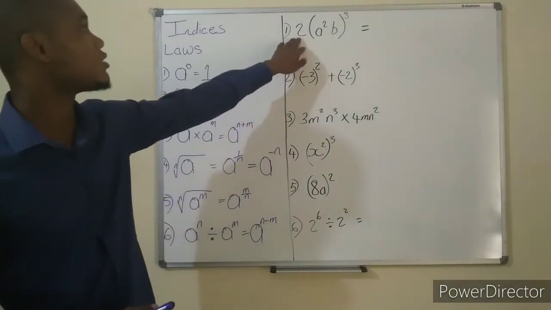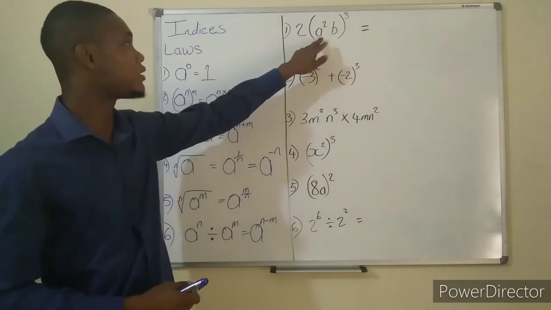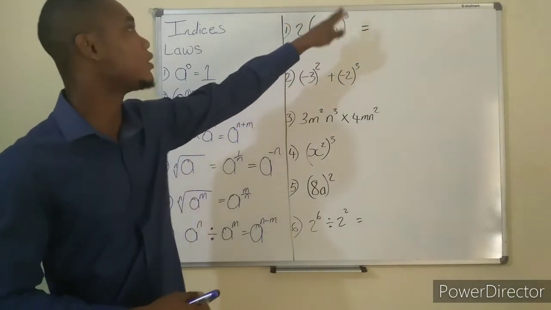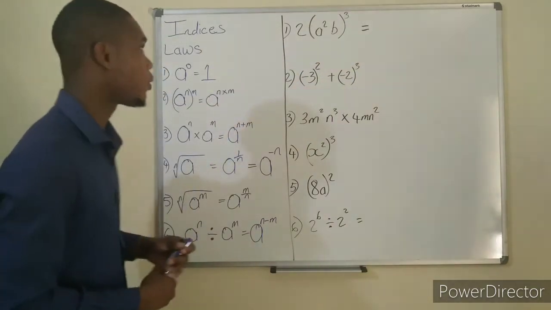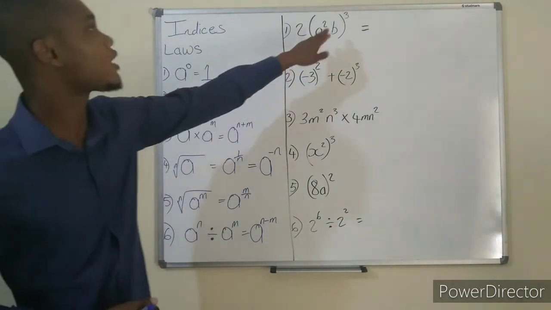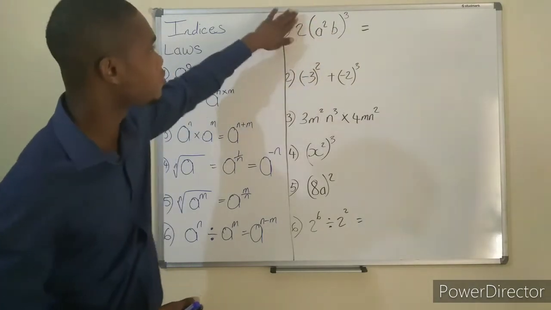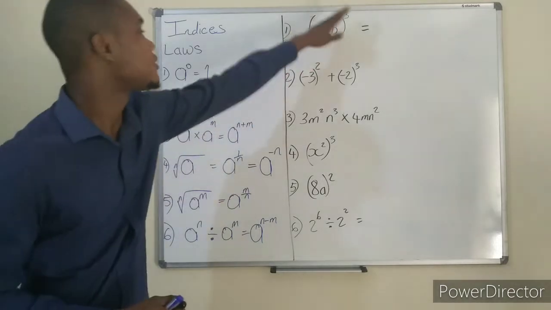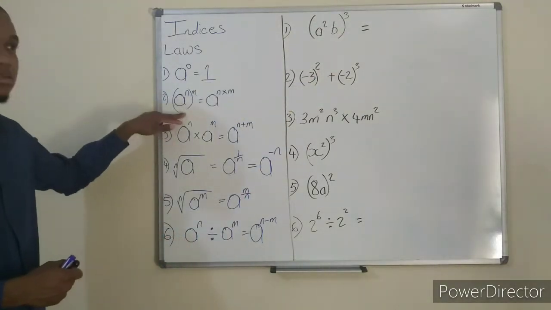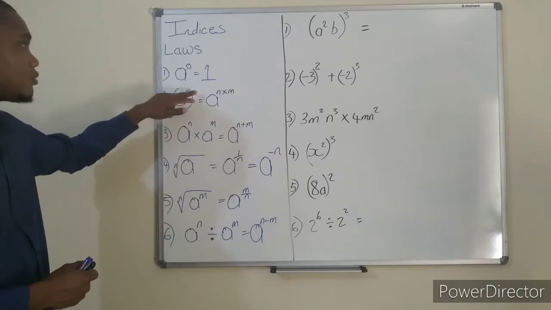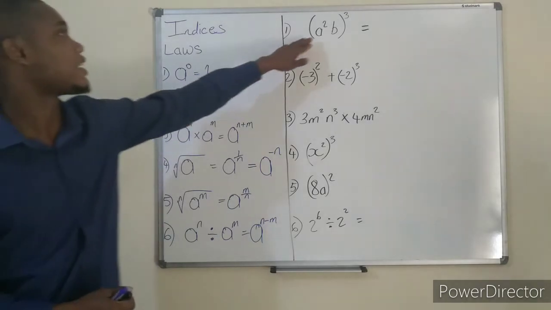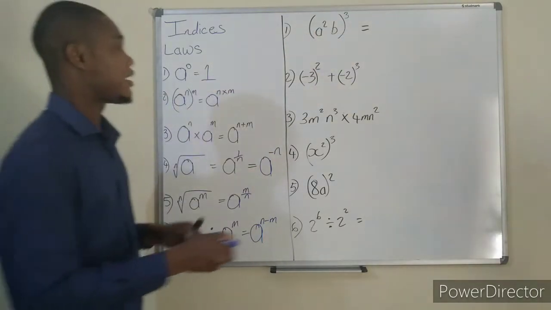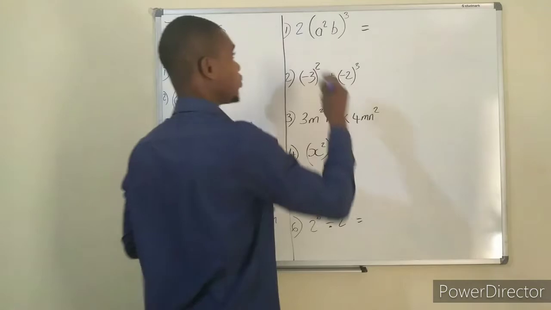So the first question says 2 open bracket a raised to the second power times b close bracket raised to the third power. Now if you look at this part, I'll just remove the 2 for now. This rule seems more familiar or similar to a raised to n times m. You realize that you have the variables inside and then there's a power on the outside. And so I'll just put back the 2 now so you don't forget it.